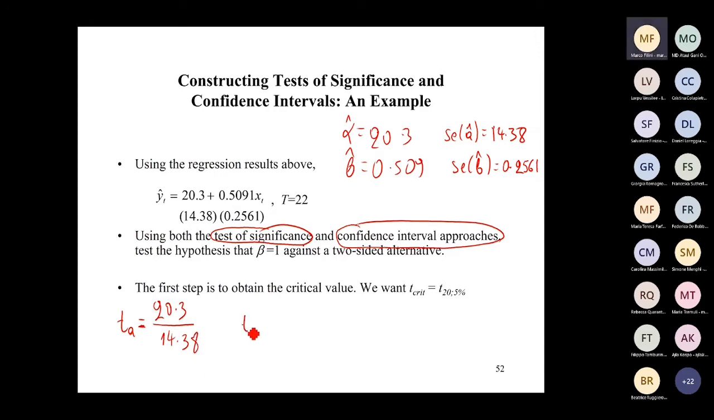The same for the t-statistic of beta. What is the numerator? 0.591 divided by 0.2561.